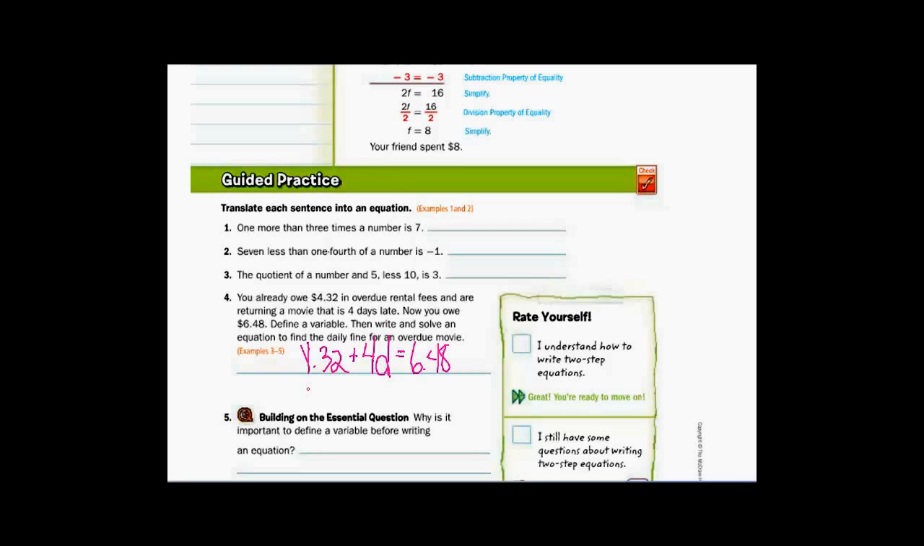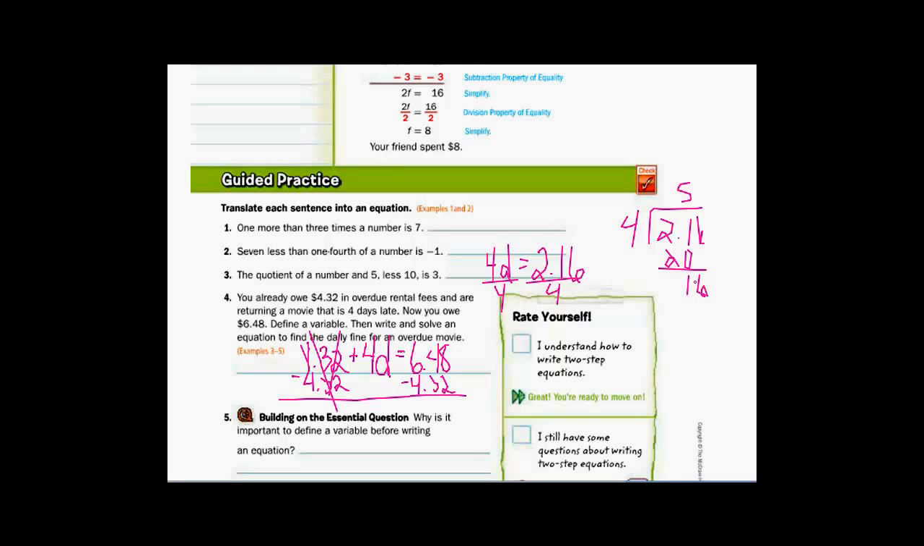So if we subtract $4.32 from both sides, and that cancels, we've got 4D. Just bringing it up here so we've got room to write. 4D is equal to 2.16. Divide by 4. Divide by 4. 4 goes into 21 5 times. 20, 16, 4. So it's 54 cents per day. That's the daily fine for a movie.